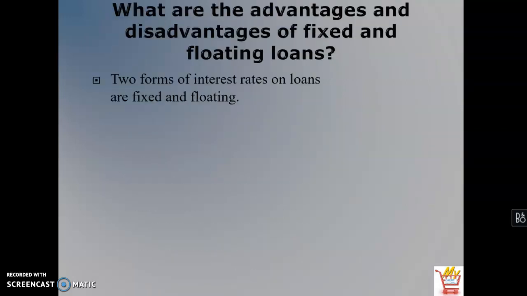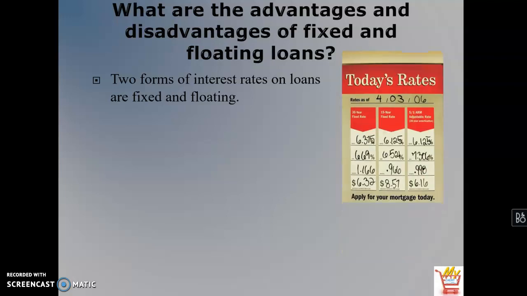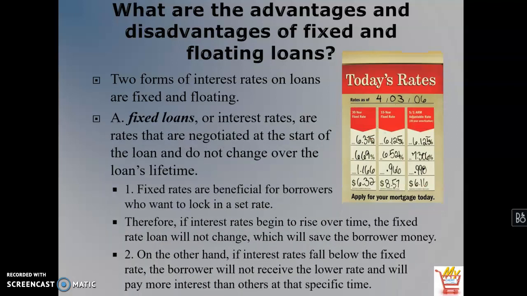So there's two types of interest rates on loans, and that is a fixed loan and a floating loan. So a fixed loan, okay, is a loan where the interest rates are negotiated at the start of the loan and they do not change over the loan's lifetime. So you agree to a specific interest rate once you borrow the money at the very beginning of the lending term, and you're locked into that particular interest rate for the entire time. You don't have to worry about that loan going up and down.